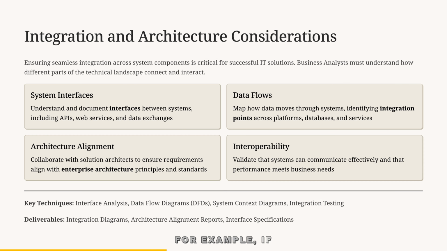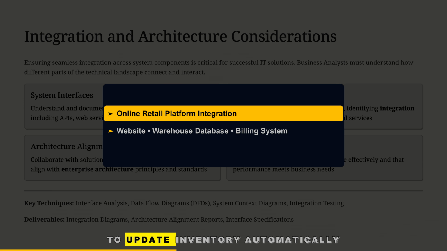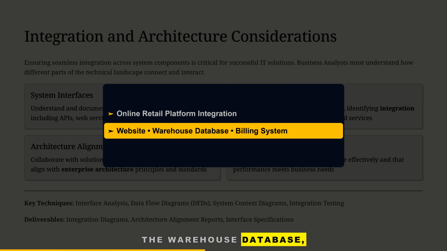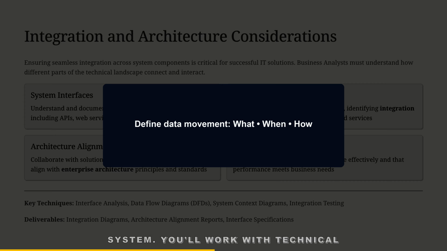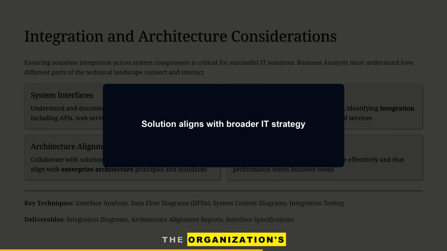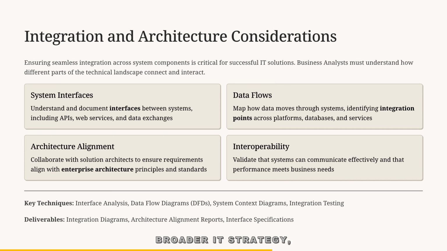For example, if an online retail platform wants to update inventory automatically when a purchase is made, that involves integration between the website, the warehouse database, and the billing system. You'll work with technical teams to define what information moves, when it moves, and how errors are handled. You'll also ensure the solution aligns with the organization's broader IT strategy, its enterprise architecture.